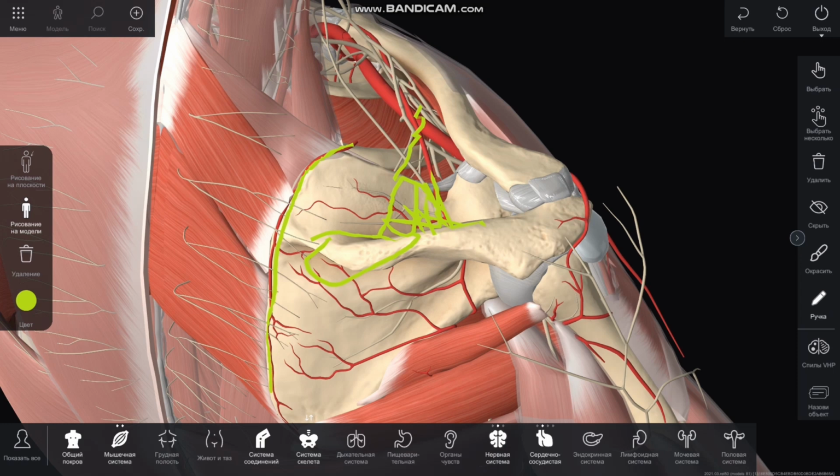It runs on the inner edge of the scapula at a distance of 0.5 to 1 millimeter medially from this edge. And the entry point of the circumflex scapular artery into the infraspinatus bed is projected to the middle of the projection of the lateral edge of the scapula.